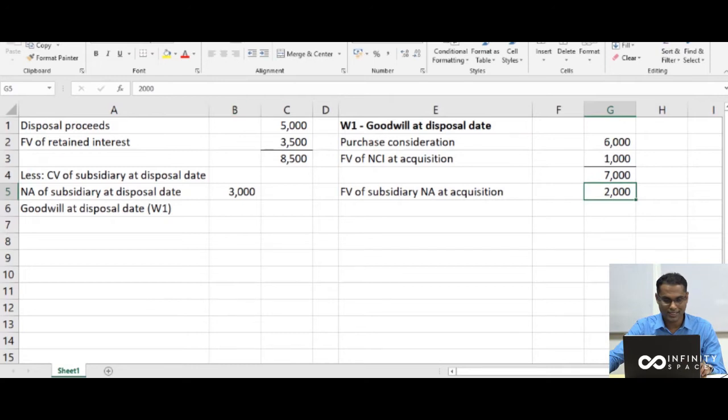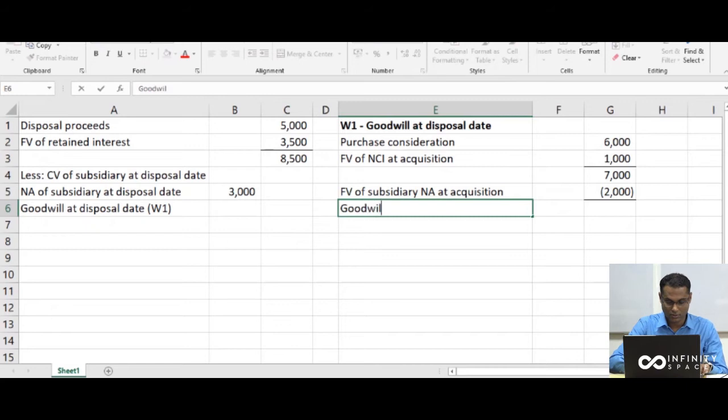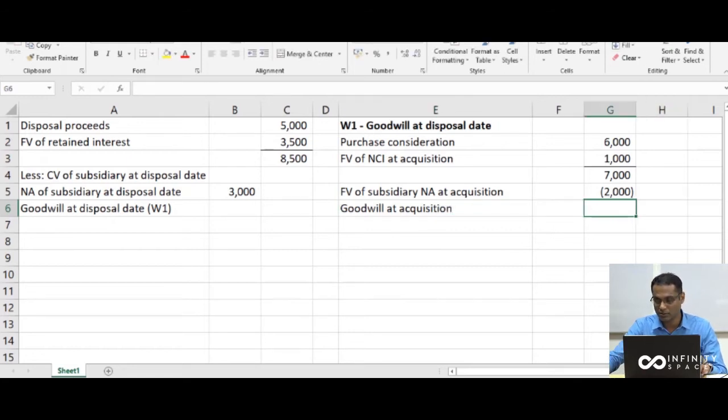Right? You actually deduct that 2000. So which means goodwill at acquisition comes to 7000 minus 2000, which is equal to 5000.